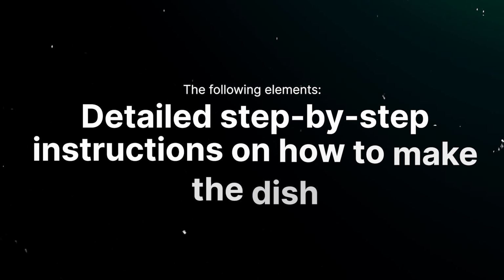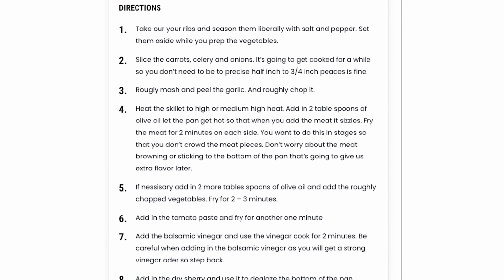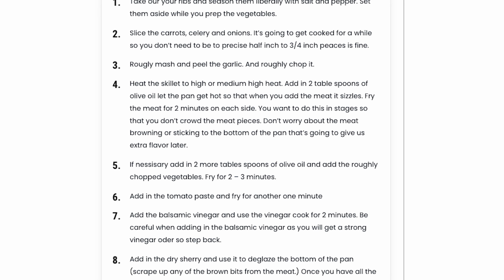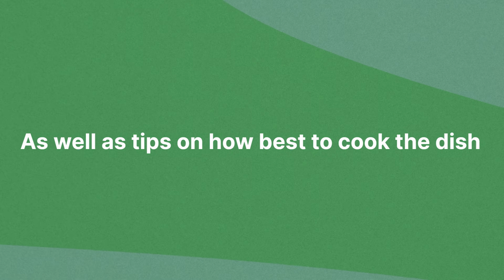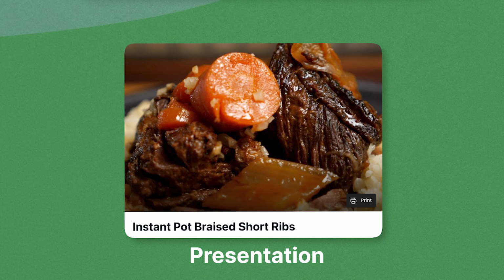And of course, we want to include detailed step-by-step instructions on how to make the dish. This is where you really get into the details of making the dish. Provide clear step-by-step instructions that are easy to follow and understand. Don't forget to include any necessary preparation that needs to be done before starting, as well as tips on how to best cook the dish and other important information like cooking time, temperature, and presentation.